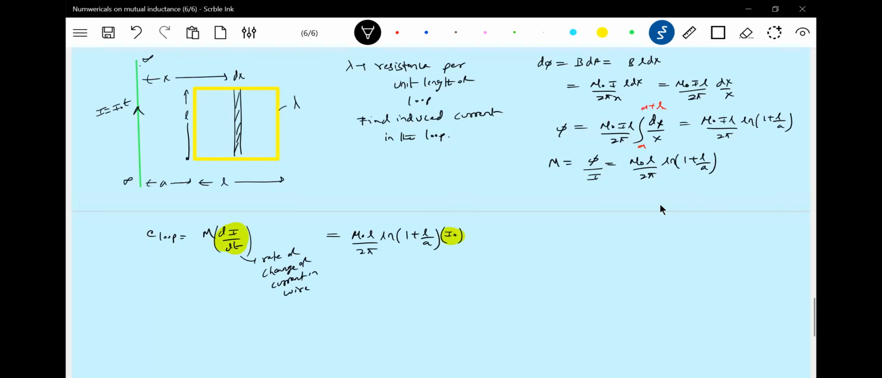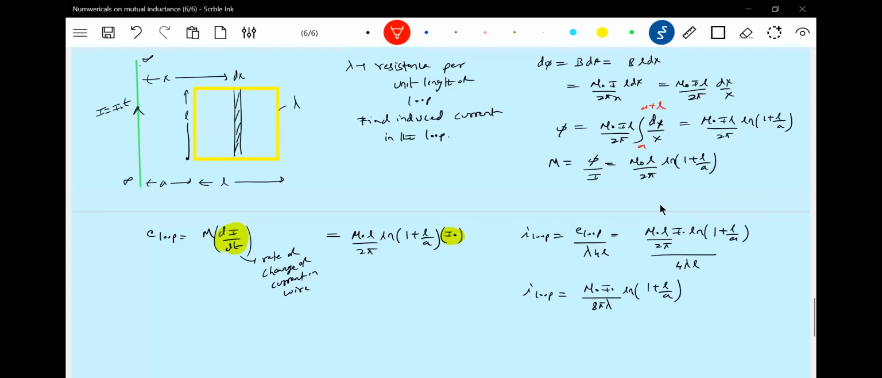There's the EMF induced. So what is the current in the loop? Current in the loop is equal to E loop by the resistance of the loop, lambda into 4L, which gives mu naught I naught log of... How will that induced current flow? By Lenz's law, it has to be in this direction.